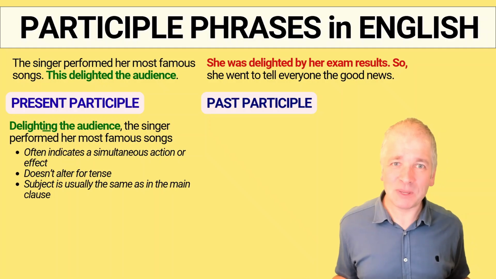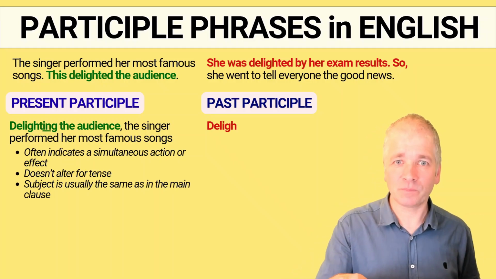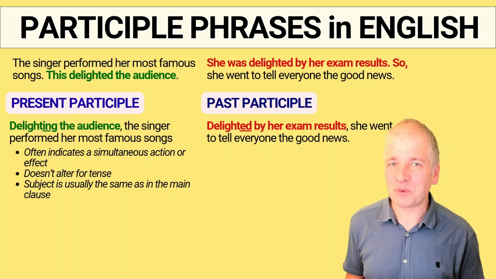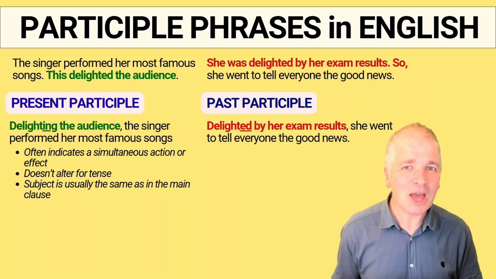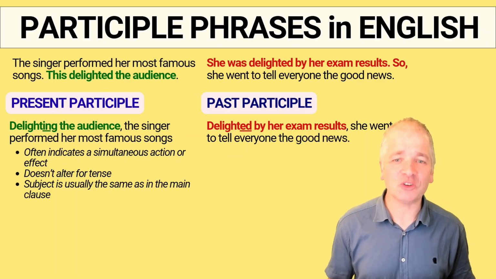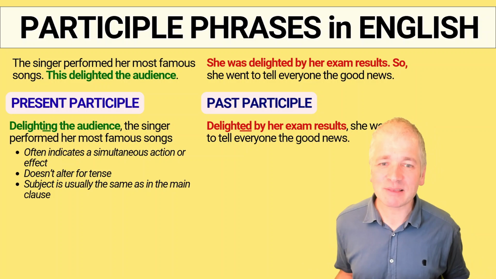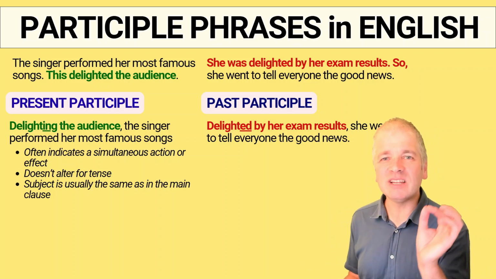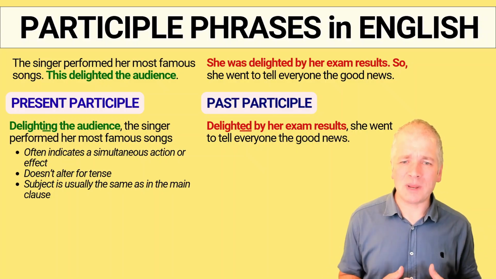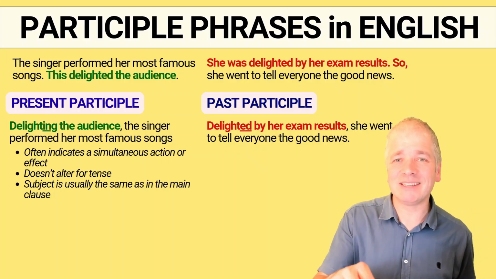Well, in this case, we need a past participle. Here is the same sentence, but using a past participle instead. Delighted by her exam results, she went to tell everyone the good news. It's exactly the same, but here we simply have delighted. It's like a reduced passive form. Instead of she was delighted, we say delighted.